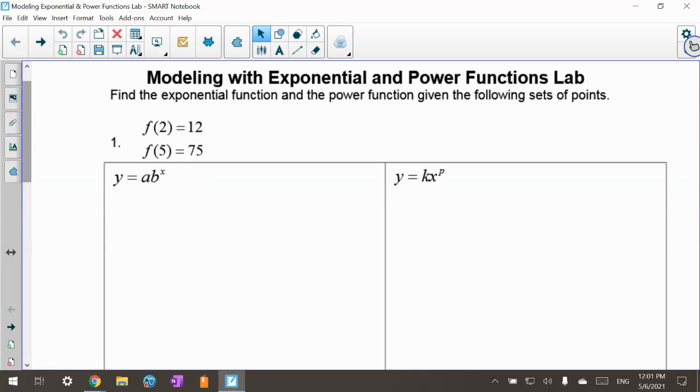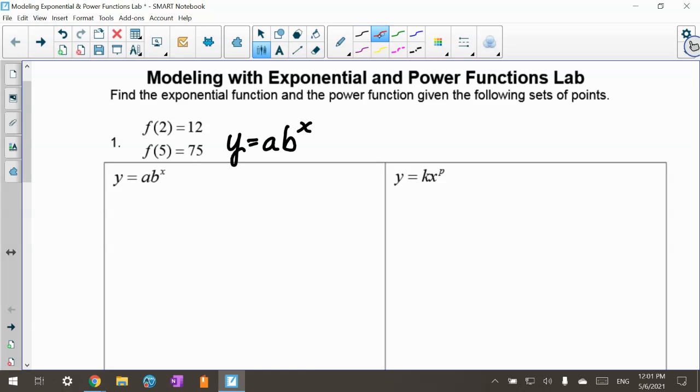So the one thing I want you to remember is that for exponential functions, we used y equals ab to the x. Notice your variable is an exponent, okay? So a and b were constants when we got done. And when we do power functions, they use a k for a constant. Your variable x is down here and your power is here. So again, this is a power function because your x is down low, if you will.